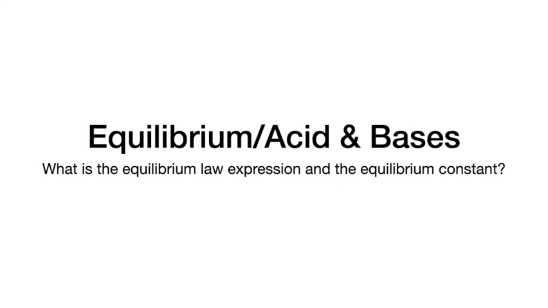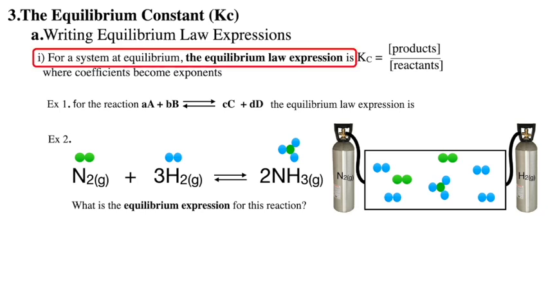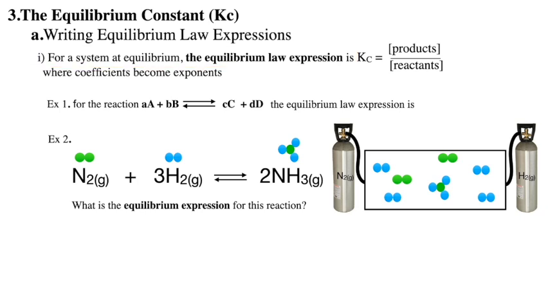Welcome back. This lesson is about the equilibrium expression and the equilibrium constant. So first let's talk about the expression. Kc is what we call, and we're going to calculate it in just a second, the equilibrium constant, and that equals the concentration of products over the concentration of reactants, where coefficients become exponents.